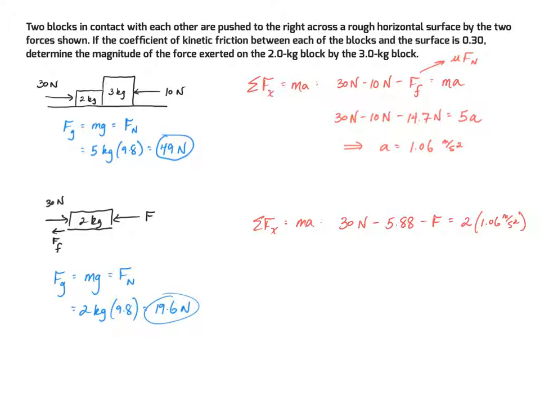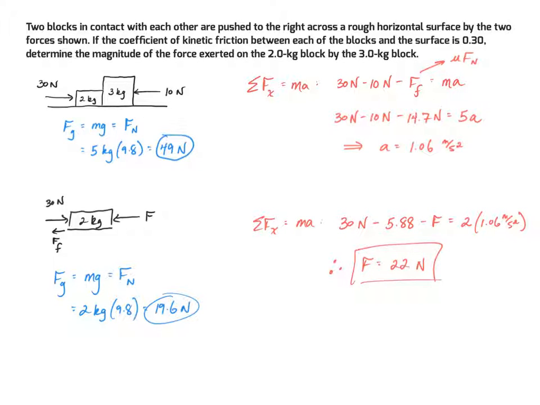So now we basically just have to solve. So I have my 30 minus the 5.88 minus the 2 times 1.06, and I end up with F equaling 22 newtons.